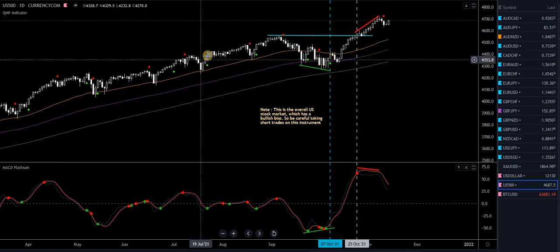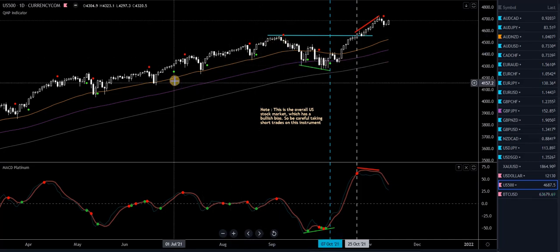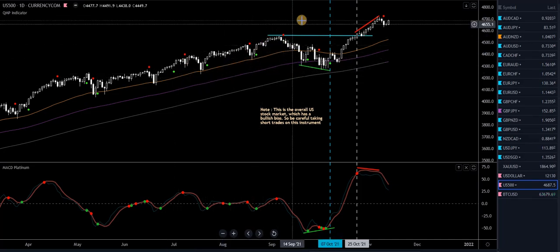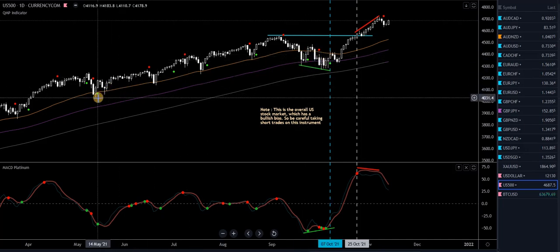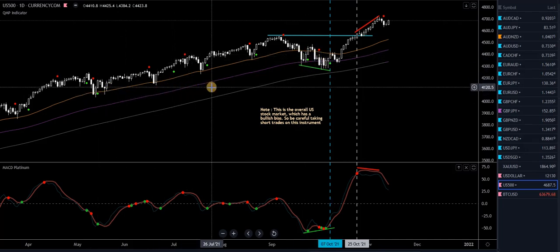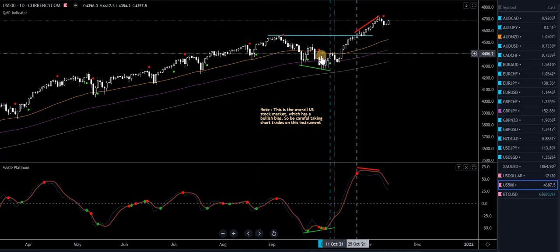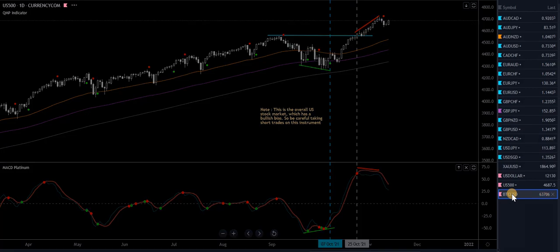Ideally, the smart way to trade this is just trade the pullbacks to the buy side. Every now and then you'll get caught out, but generally you look at the pullbacks. It's a smart way. It's a slow grind. It's not my thing, but I like to show it. And Bitcoin.